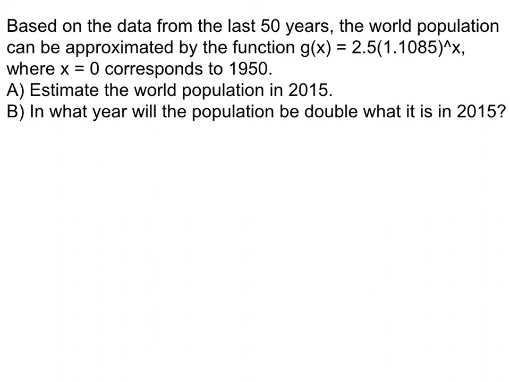So today we're going to be working with exponential word problems. So let's read this first example. It says, based on the data from the last 50 years, the world population can be approximated by the function g of x equals 2.5 times 1.1085 raised to the x, where x equals 0 corresponds to 1950.